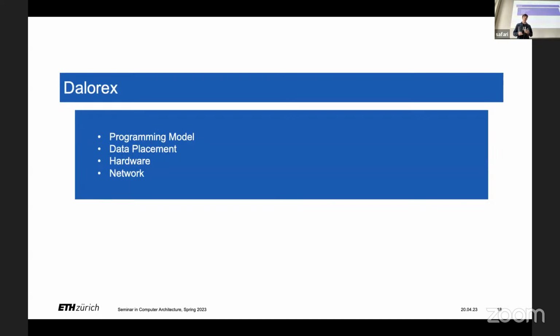So right now I'm going to present you the Dalorex model, starting with the programming model, then comes the data placement, the hardware, and the network on chip.